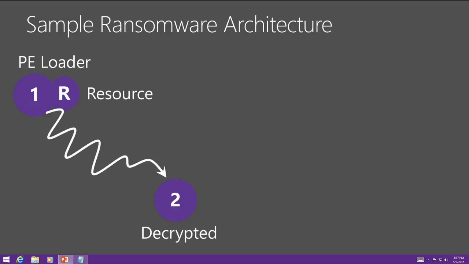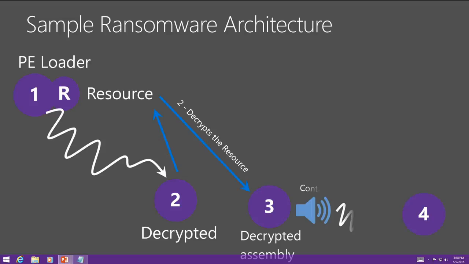Second thing is that whenever a user launches that, the resource gets decrypted, not a big deal, and it could be that it does so many times so that we are able to get to the real code. And then, obviously, we've got some portion, some assembly that is decrypted, we've got a resource back. And that resource is getting decrypted, and we've got a decrypted assembly at the end that contacts the server.